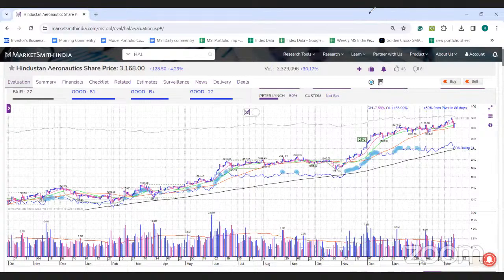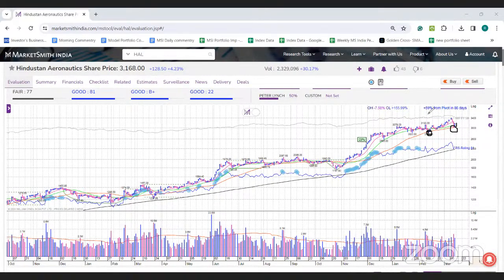अभी अगर HAL का देखो तो इसने फरवरी में भी 50 DMA पे सपोर्ट ले लिया था, कल भी और आज भी 50 DMA पे सपोर्ट लिया, and it has rebounded from there. It has today also reclaimed its 21 DMA. So if someone is holding the stock, then I think 50 DMA should be kept as a stop loss level.